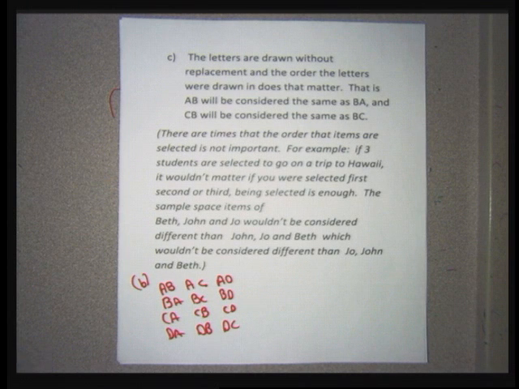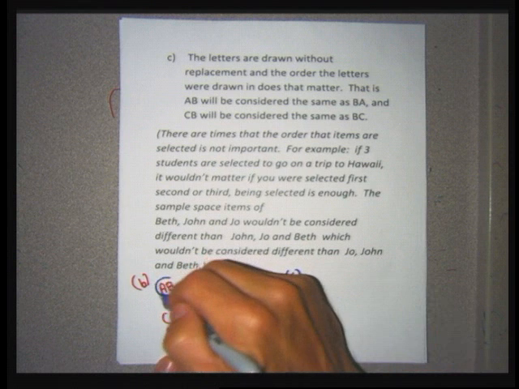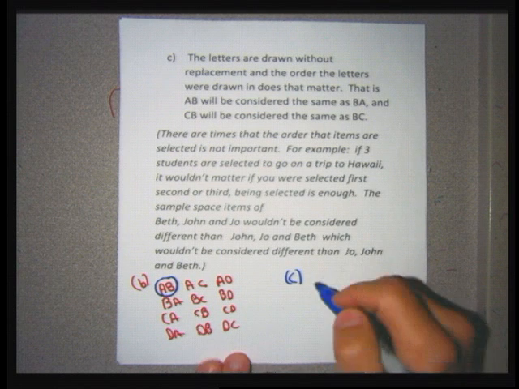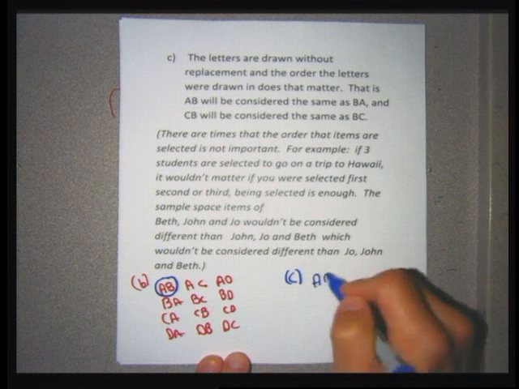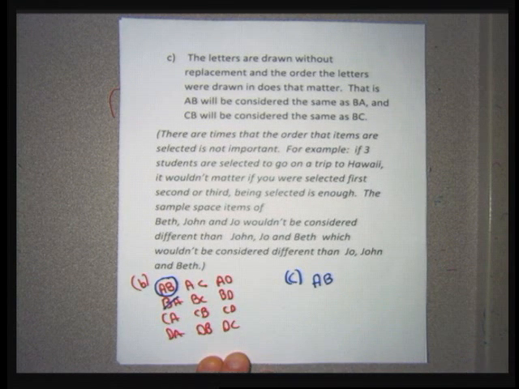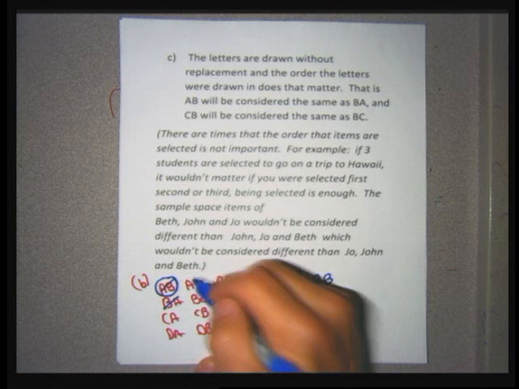And as I go through to write my answer for part C, I'll look at my sample space and see if there are the same letters written in a different order. Those are going to be considered the same. So the first item I see in the sample space is AB. I'm going to write that in my sample space for the answer to part C. But what I'm not going to write is BA, because that's considered the same. And there's no other one in my sample space that has the letters A and B. So now I'm done with the AB. And I'm going to move on to the next thing in my sample space from B, which is AC.